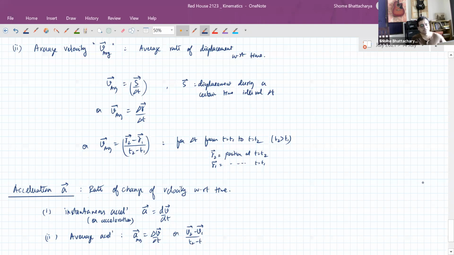But generally what happens is that we talk about average acceleration very rarely. Average velocity is still something which is a useful term in kinematics. So we will be looking at it fairly often. But average acceleration is like, you can just say that, okay, we should know the definition, but it's hardly ever really used.